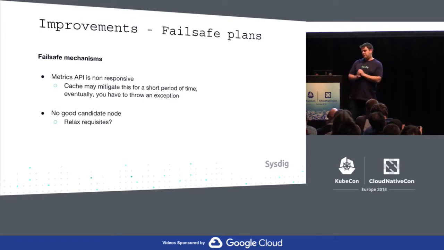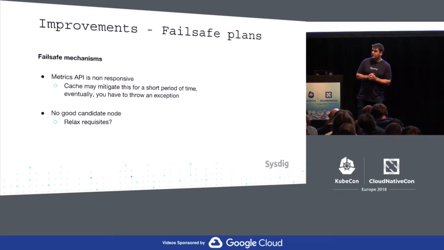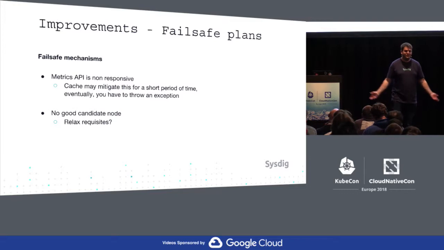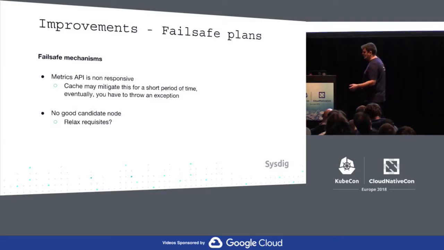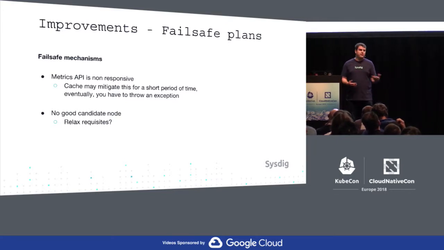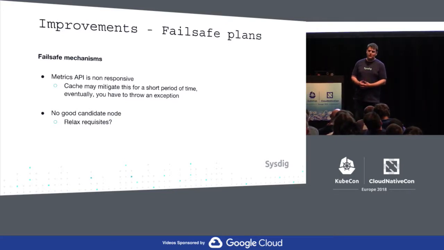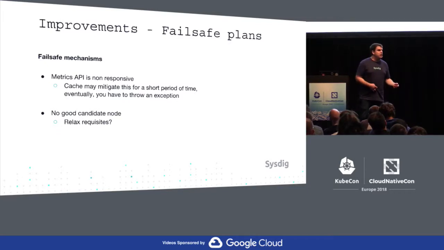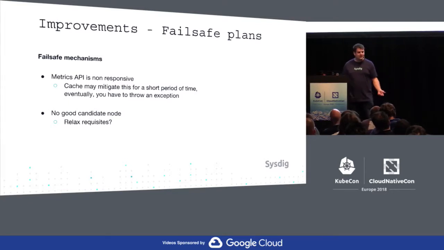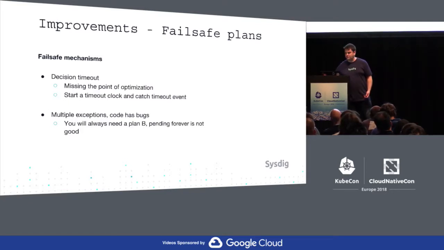This is very important, the failsafe mechanism. You need to take into consideration everything that can go wrong. For example, the metrics API is not responsive. It happens twice a month, okay? Metrics API is just not responding. The cache can mitigate this, but only for a few seconds. Eventually, you have to give up. Or you are too strict with your restrictions, and there is no good candidate. Maybe you need to relax your requisites.